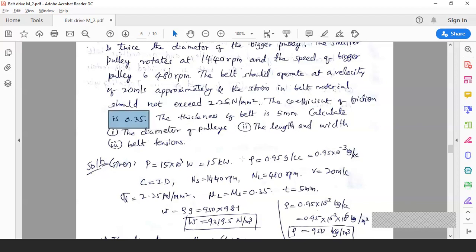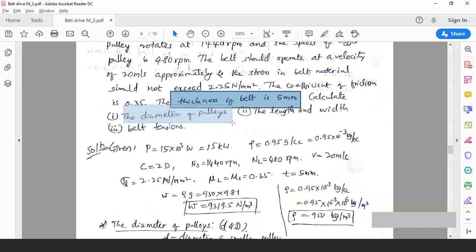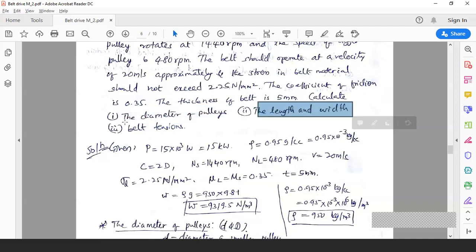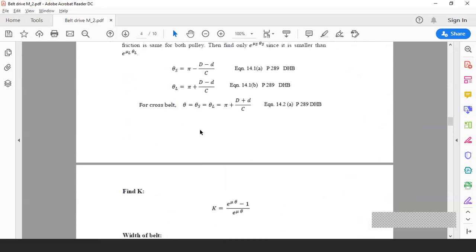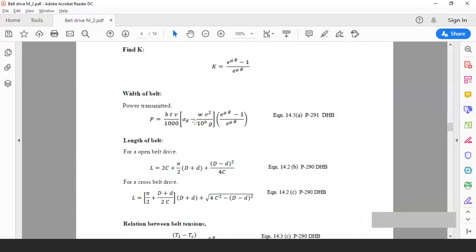This is only one value given here. You may get two different values, mu s and mu l, for the smaller pulley and for the larger pulley. But here the value of mu is the same for smaller and larger pulley. Thickness of the belt is given as 5 mm. The diameter of the pulleys you have to determine, the length of the belt as well as the width of the belt, and belt tensions you have to calculate. These three things are asked here, so you have to follow all the steps discussed in the design procedure.